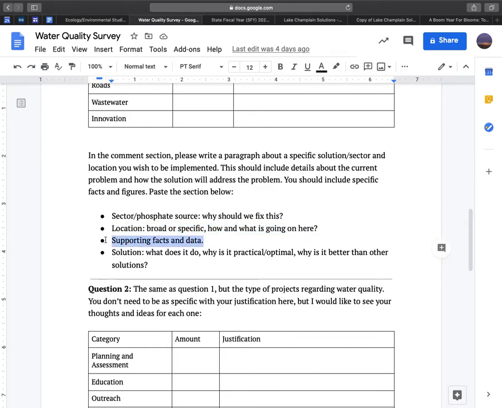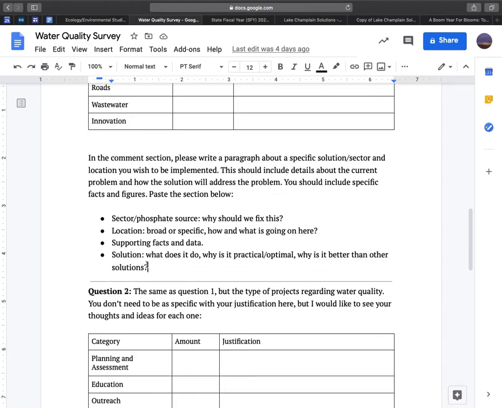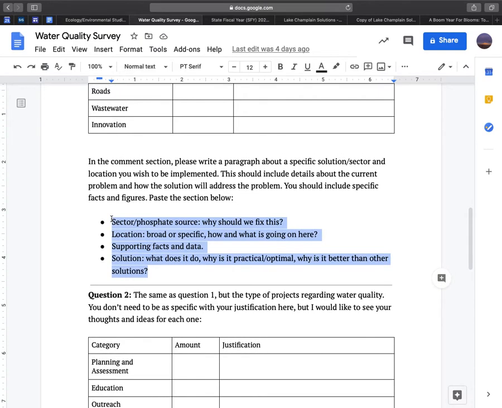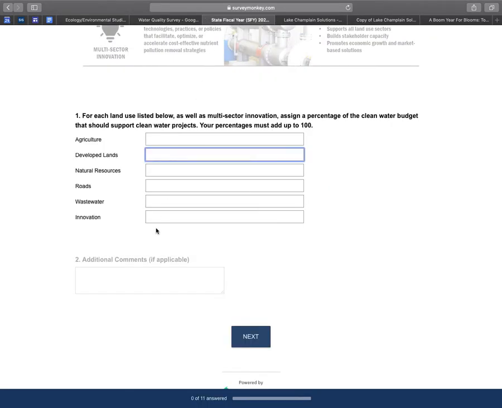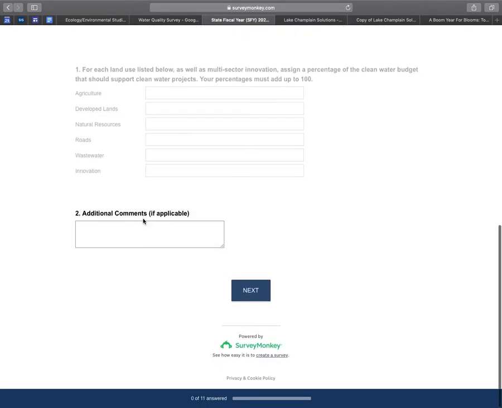Any supporting facts and data related to the problem or the processes or the figures and facts that you need to understand this problem. And then your solution. What does it do? Why is it practical? And why is it better than other solutions? This should be no more than 8 sentences. It should be a short paragraph, and you would be pasting it here in the additional comments.